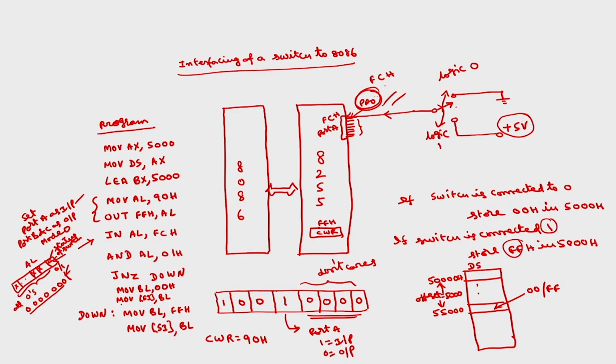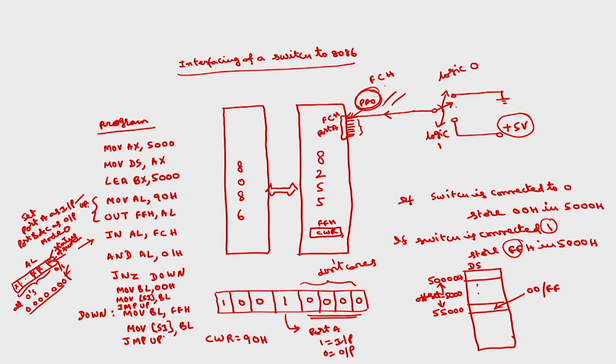In any case you have to halt, either the program can be halted here or here. If you want to check only once, fine. If you want to check continuously, then instead of this halt you can write an unconditional jump to up. Here also you can write an unconditional jump to up, and this up will be here, so that it will continuously check the status of the switch.